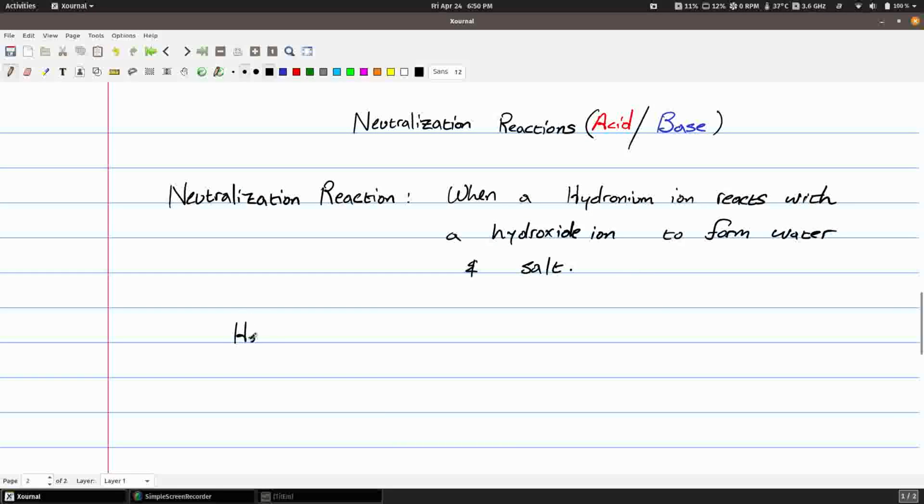So the way you write this, you have H3O+ and OH-. This is like the shorthand way of writing it, leaving out the salt part, which would be the metal. So you have H2O. So this translates to this: we have hydrochloric acid plus sodium hydroxide is equal to NaCl, which is your salt, plus water.